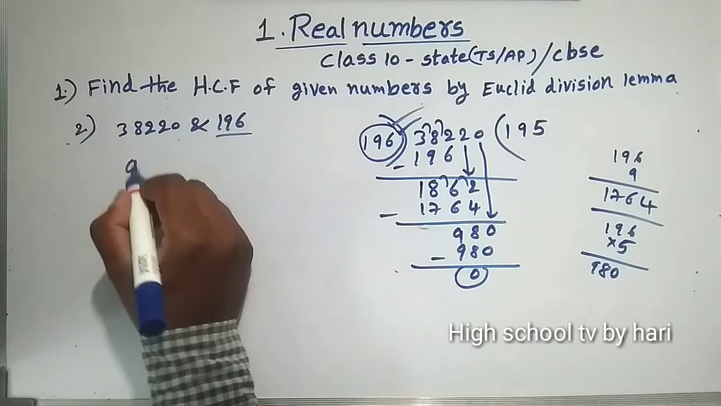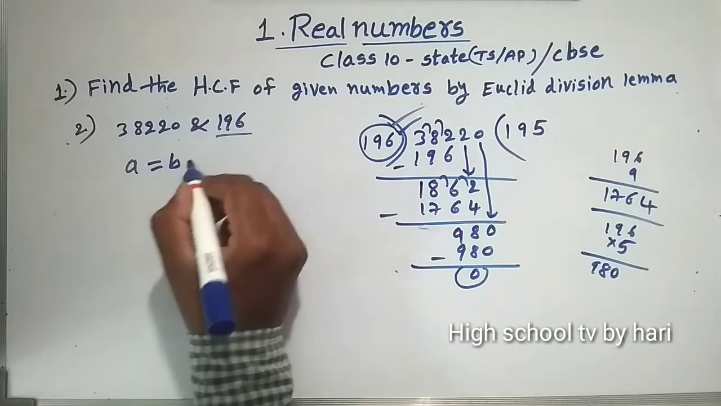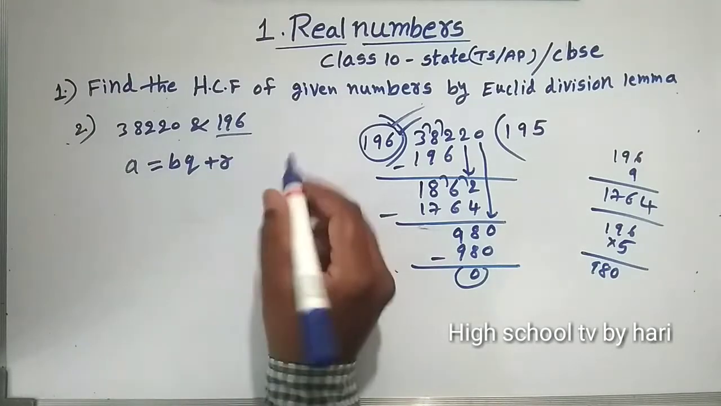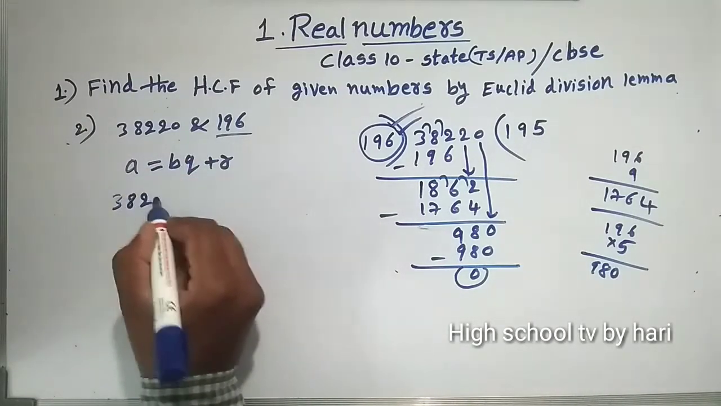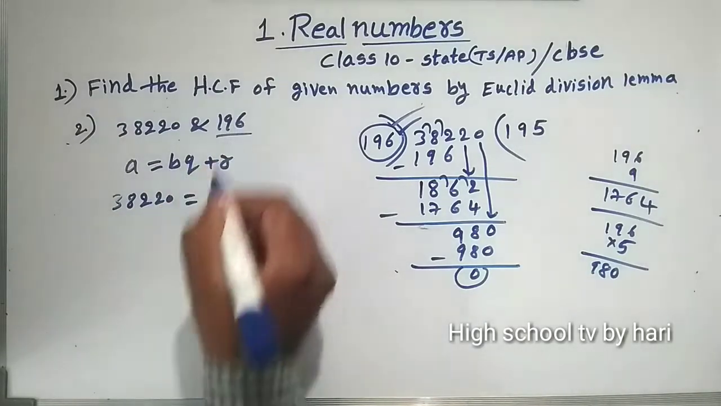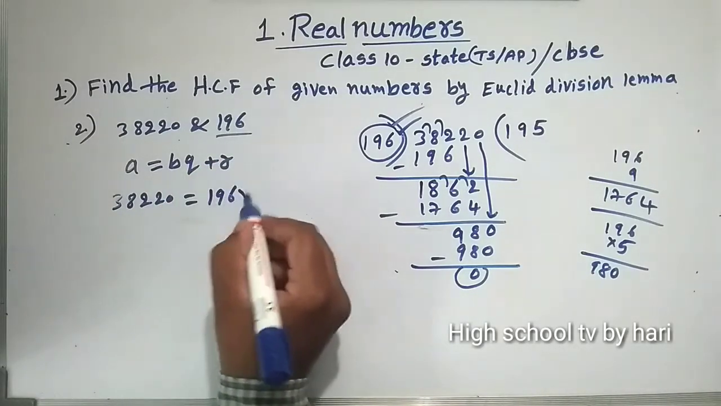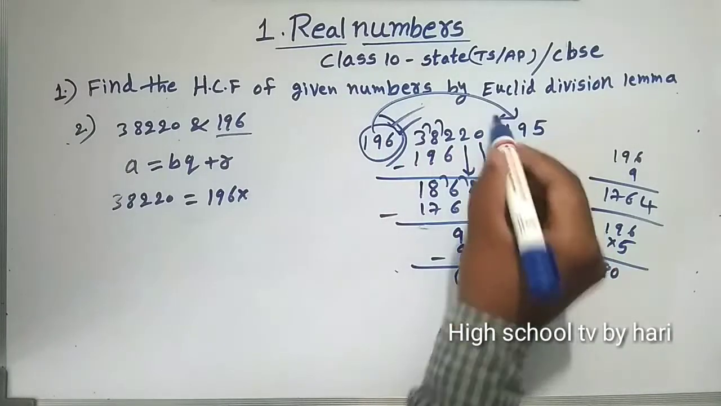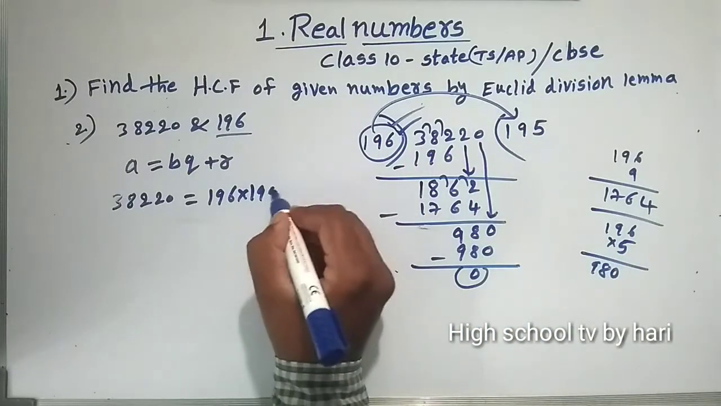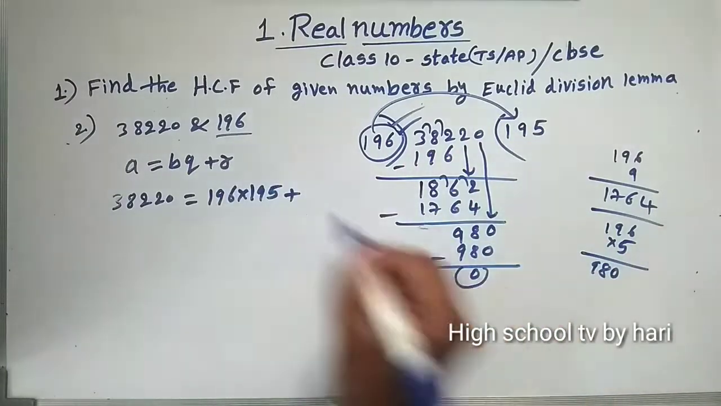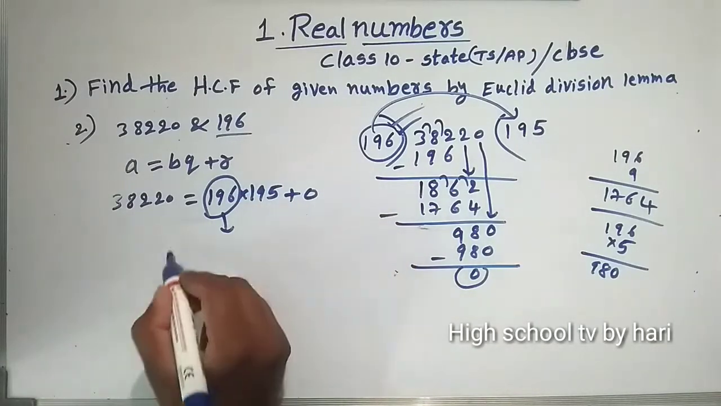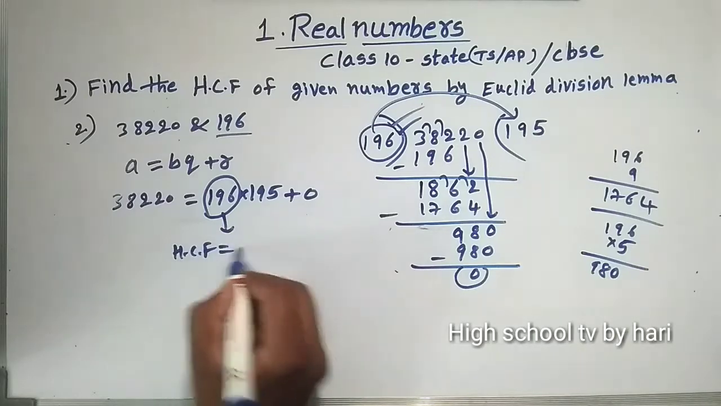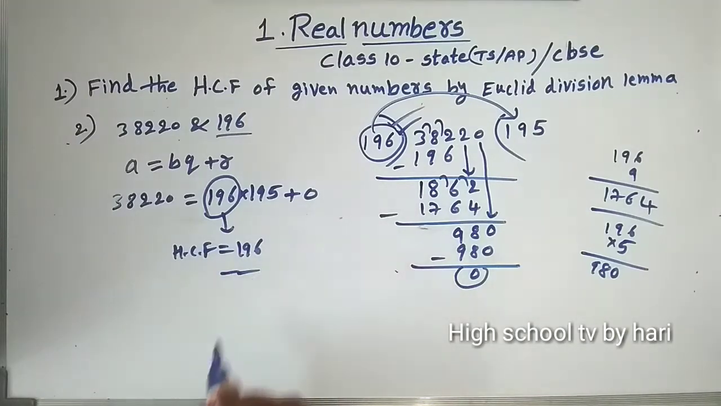Now by Euclid division lemma we can write A equals BQ plus R. A is the bigger number, take 38,220 equals B, the smaller number, take 196, multiplied by 195, plus remainder we got 0. So last divisor is this only. This is the HCF. HCF equals 196. This is the answer.